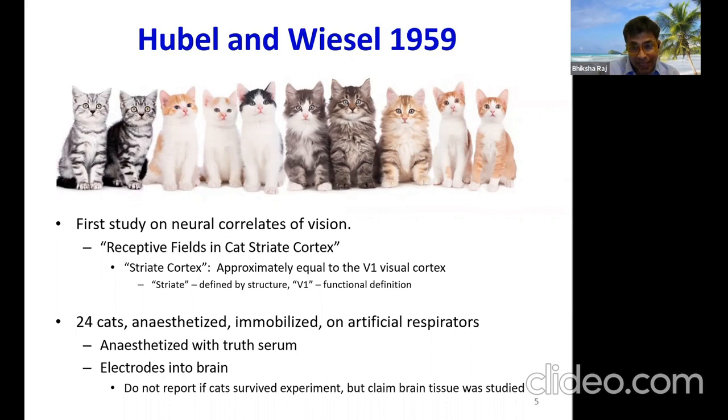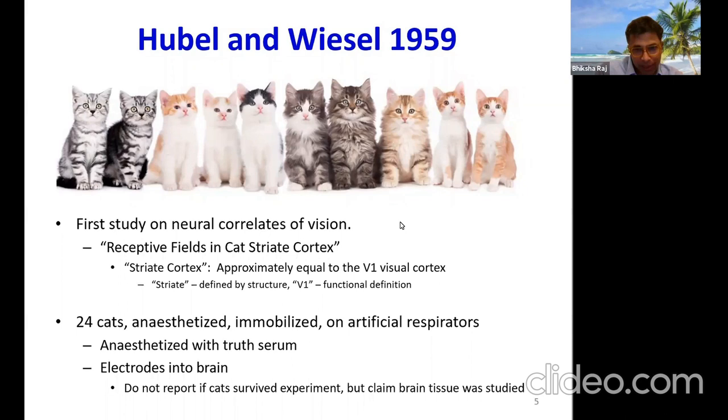And then instead of directly connecting to something nearby, that optic nerve goes all the way and connects to something in the back. This is the V1 portion of your brain, which first analyzes images. And in cats, the equivalent portion of the brain is the striate cortex. It's called the striate cortex because the cells are striated in shape. In their experiments, Hubel and Wiesel experimented with 24 cats. The cats were anesthetized, immobilized, and put on artificial respirators. Electrodes were stuck into their brain to take readings. They don't tell us if they killed the cats, but they do mention that they took brain tissue for studies later. So you can imagine what happened.